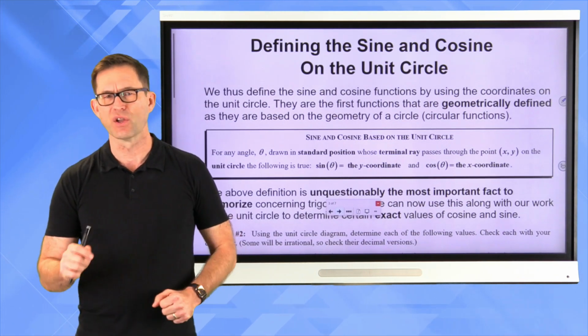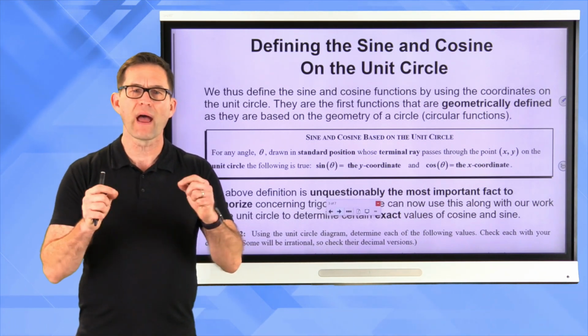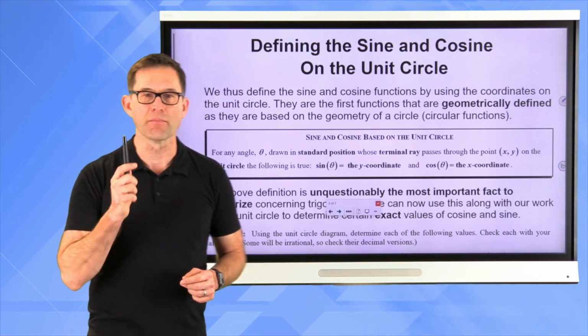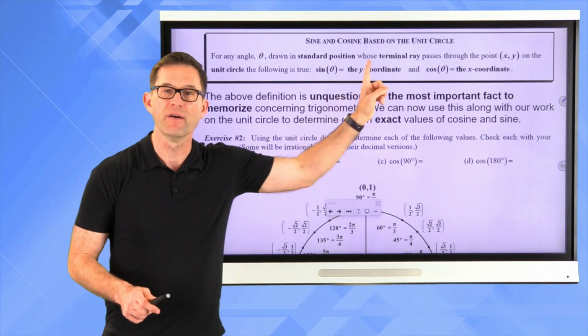G of x equals the log base 5 of x minus 10, right? Those are algebraically defined, but we are now defining two of the most important functions in all of mathematics by using the geometry of the unit circle.